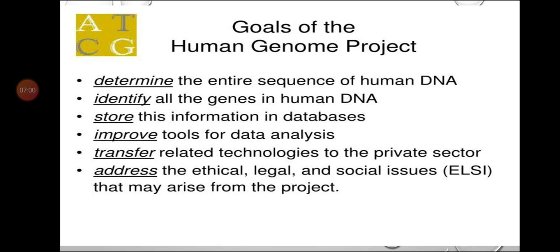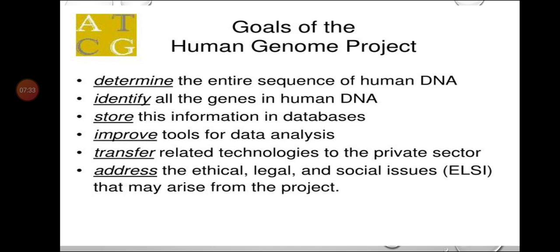Okay, the last aim is to take care of the legal, ethical and social issues which may arise from the project. That means we will address the ethical, legal and social issues that may arise from the project. The social, legal and ethical issues are also known as ELSI. So we need to take care about the social, legal or ethical issues.